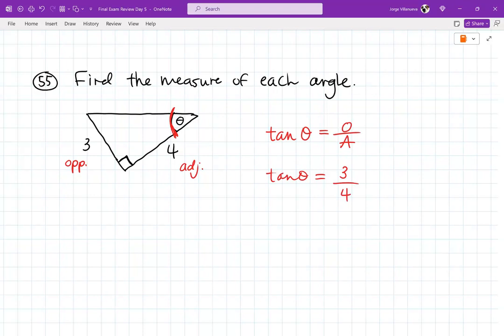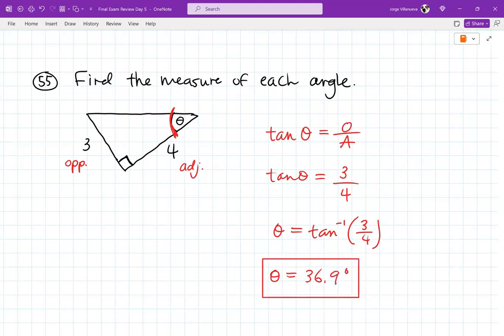Now I'm going to solve for theta. That means I get the tangent function and throw it over to the other side. So you got to do tangent inverse of 3 over 4. In this case, you'll press shift tangent. That'll bring out the tangent inverse. Then put 3 over 4 and hit enter. So let me press shift tangent 3 over 4. That's 36.9. So theta is 36.9 degrees. And that's it. Those are all the type of problems you're going to be seeing on your final exam.